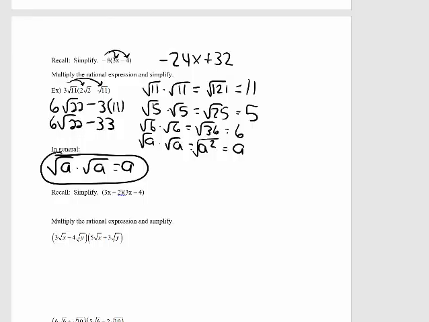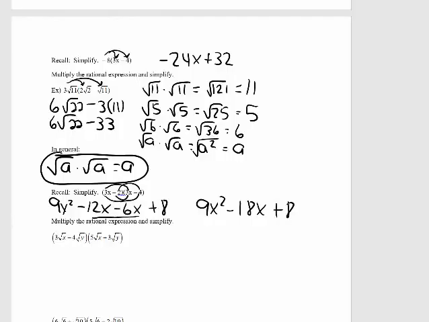All right, so before we continue to multiply radicals, let's multiply this binomial times this binomial. So how did we do that earlier? We FOILed. 3x times 3x is 9x squared minus 12x minus 6x plus 8. Combine the like terms, and we get this.